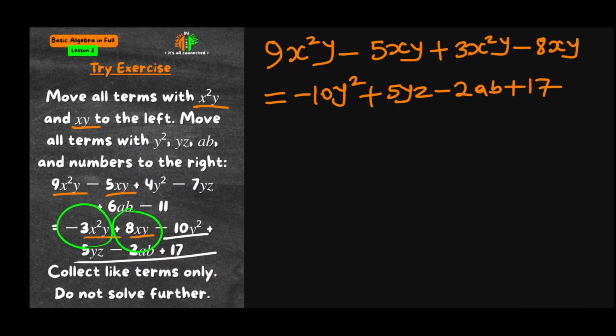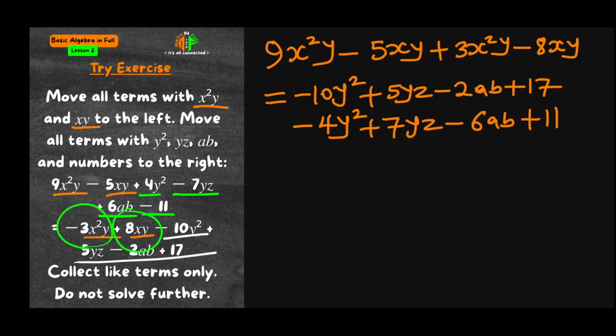Now let us move the ones that are on the left to the right, which is this one, this one, this one, and this one. So that now gives us minus 4y squared plus 7yz minus 6ab plus 11. So these are all the terms that we have, both left and right.